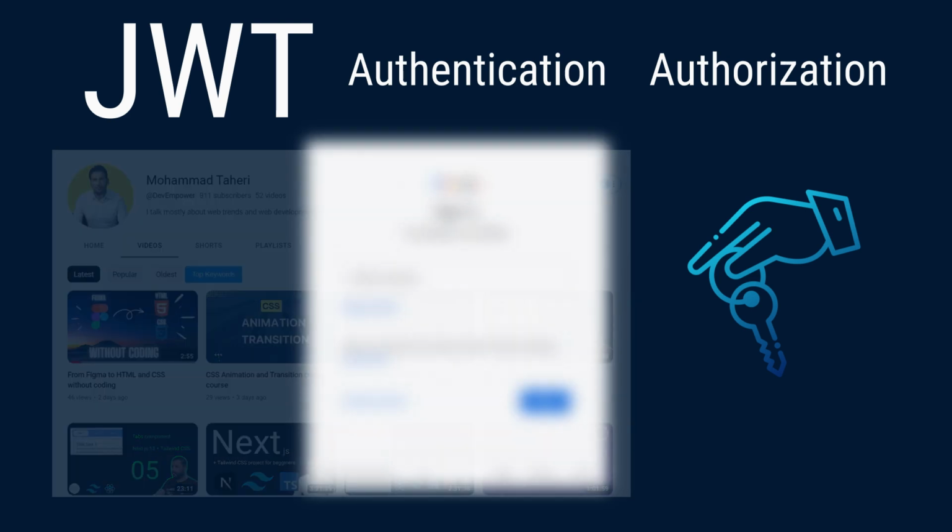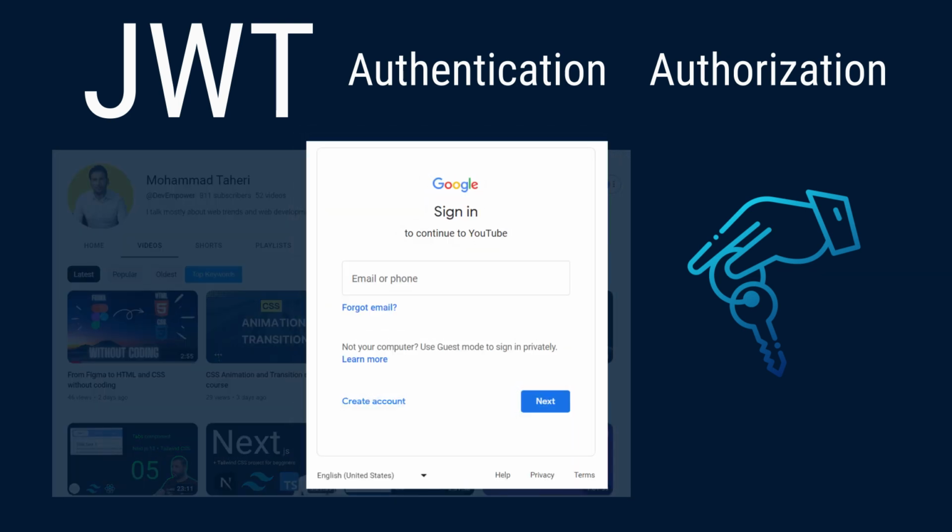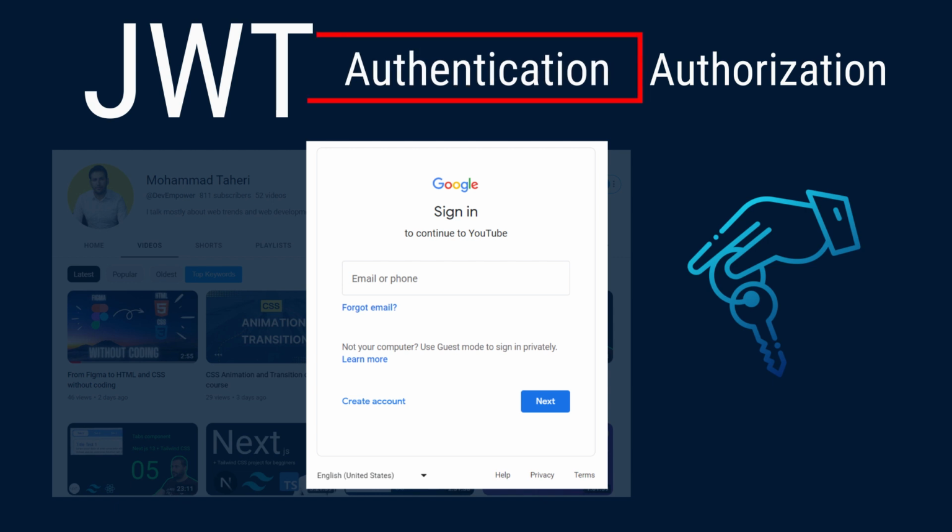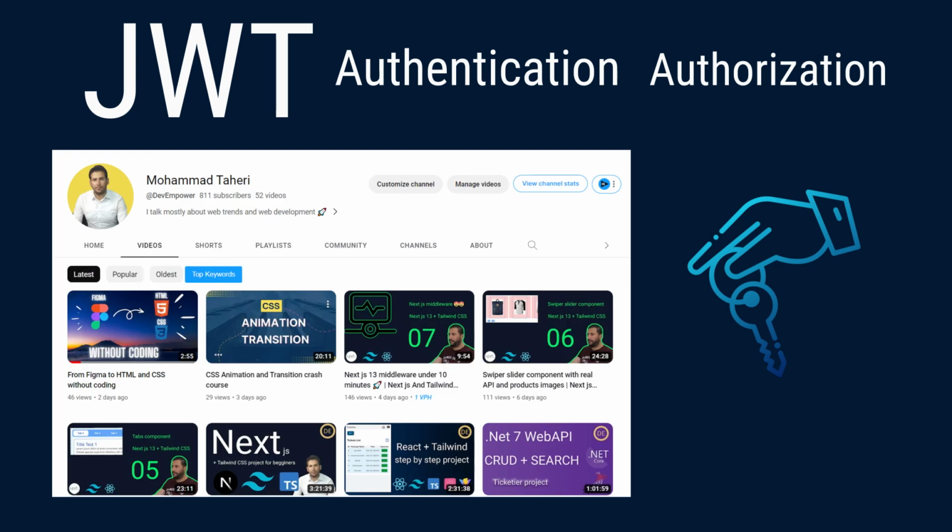Well, the owner must log into the website. Normally, the owner has a username and a password, and if both of them are correct, the owner can log into the YouTube account. This is the authentication process. After a successful authentication or login, the owner would be authorized to manage the channel.